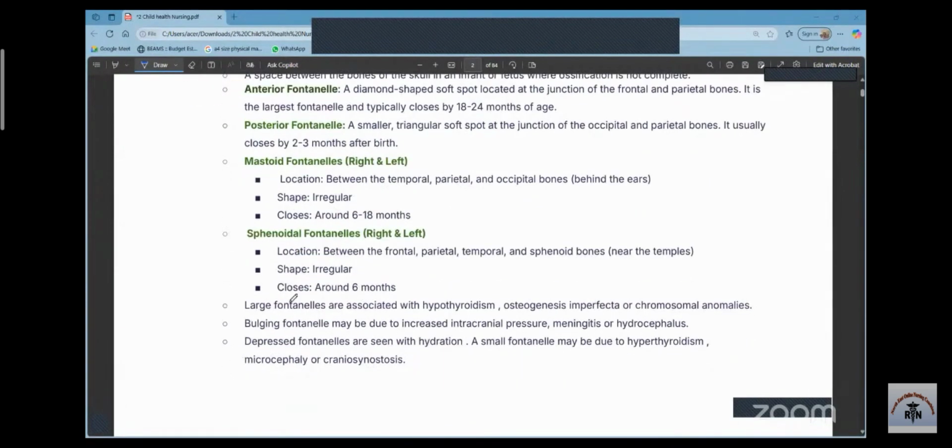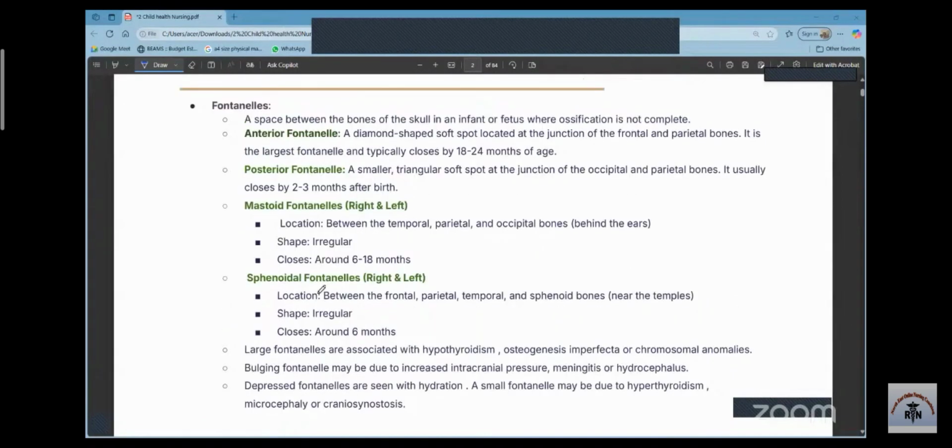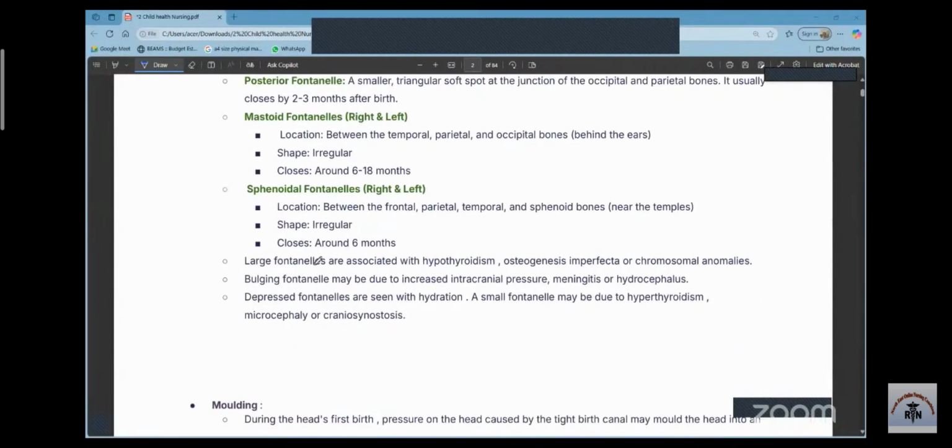Then suppose we assess and see that the fontanelles are large. We have to know that the baby might be associated with conditions like hypothyroidism, osteogenesis imperfecta, and so on, so that we can do further tests. But we have to assess first whether the fontanelles are appropriate in size or large.